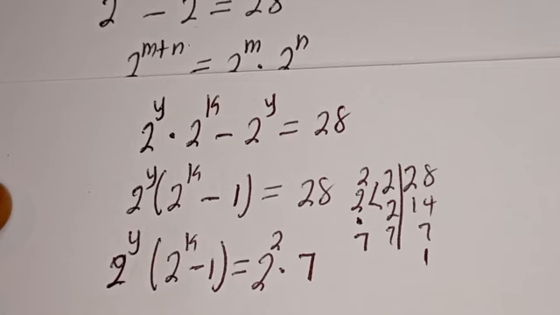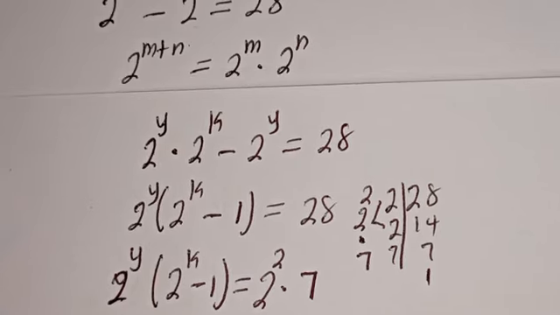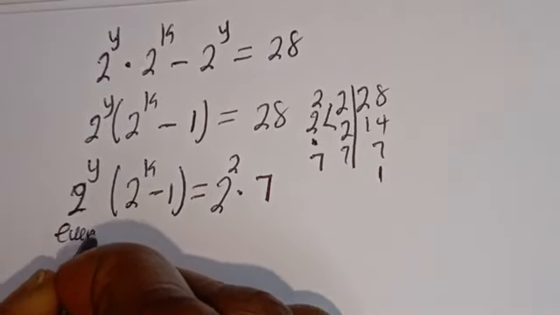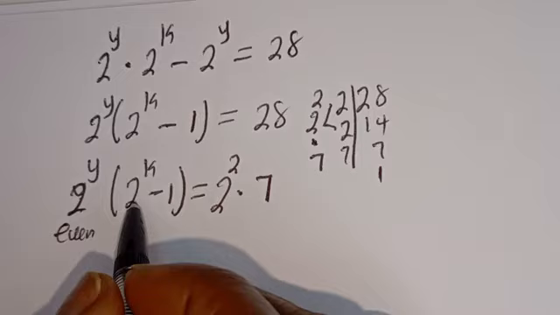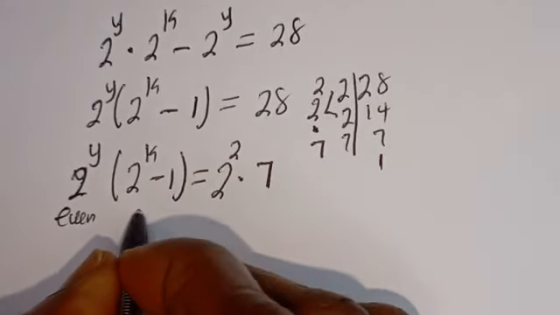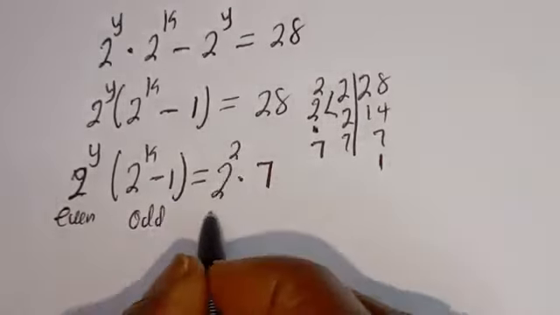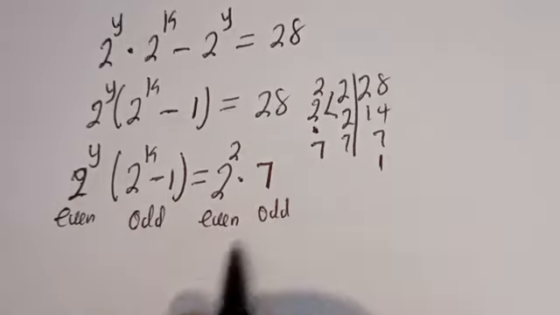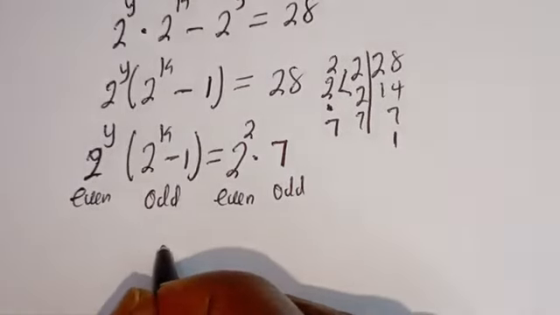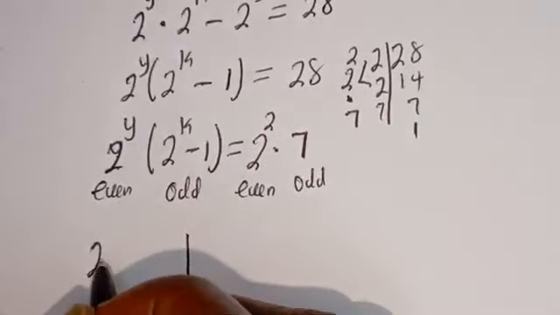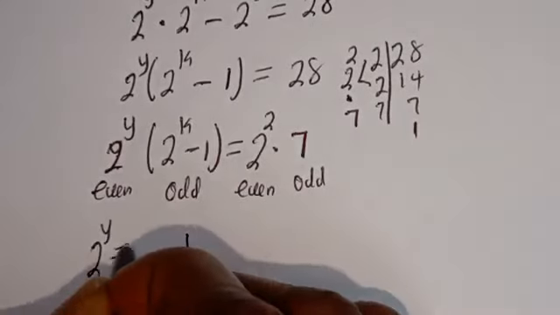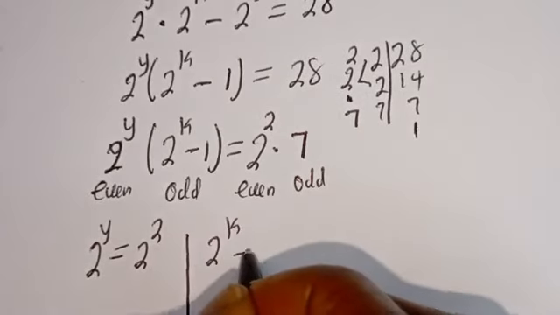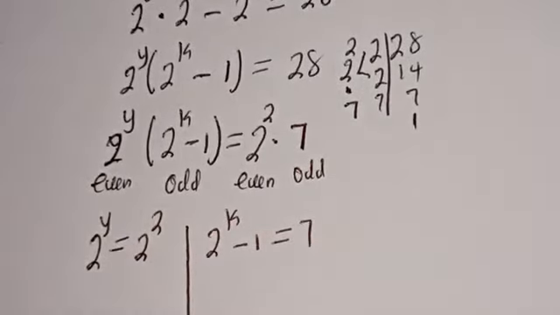Now let's see. If you look at this, 2 to the power of y is even. Then 2 to the power of k is even. If you subtract 1, it becomes odd. 2 to the power of 2 is even, and 7 is odd. So we have the first case is 2 to the power of y equal to 2 squared, and the second case will be 2 to the power of k minus 1 equal to 7.